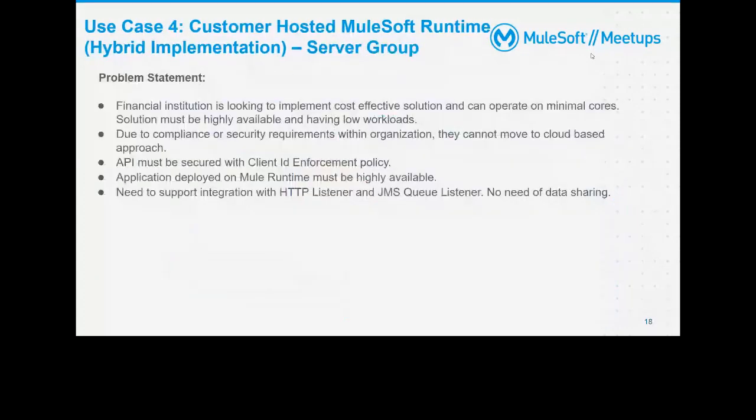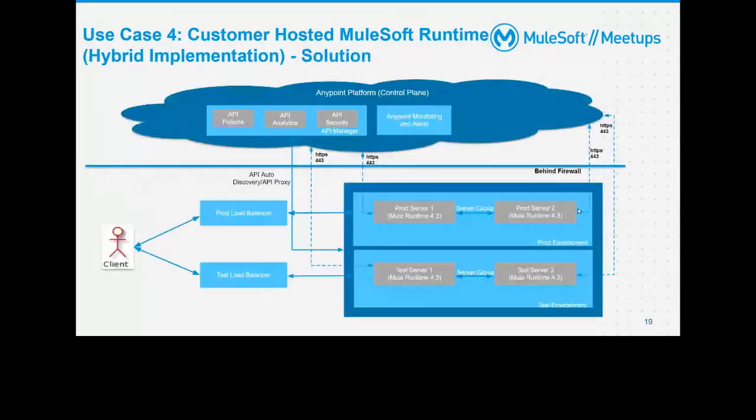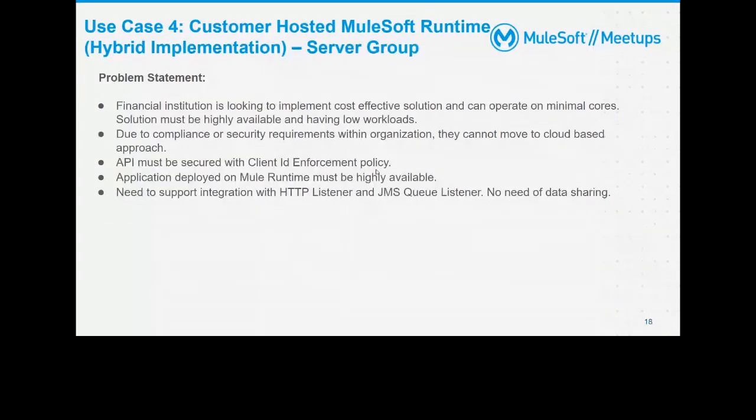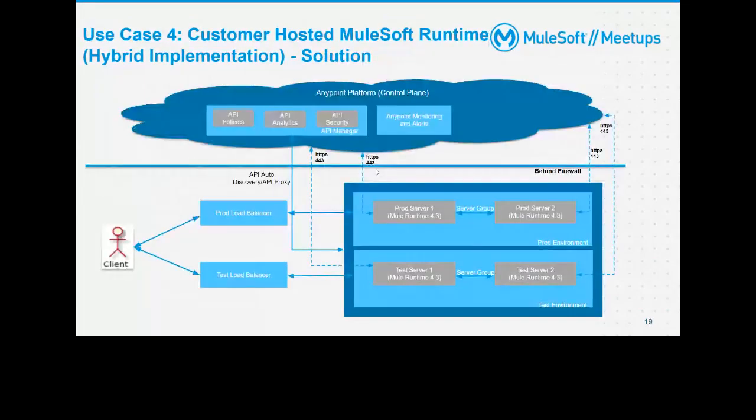Now I will go to the next requirement. The requirement is almost the same. The only difference is that here we need to support integrations like an HTTP listener and a JMS queue listener. No need for data sharing. Okay. So in that case, we can make use of the server group. The only difference here is that we are using the JMS queue listener and the HTTP listener. As I mentioned, even if we are using the HTTP listener, we require the external load balancer. Clustering doesn't help there for HTTP workload load balancing.